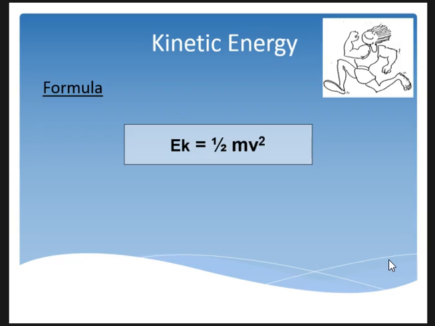The formula that we use is simply this. EK, capital E and the small k, is equal to half times m, which represents mass, times v, representing speed, squared. Okay, so let me just repeat that again. EK equals half mv squared.